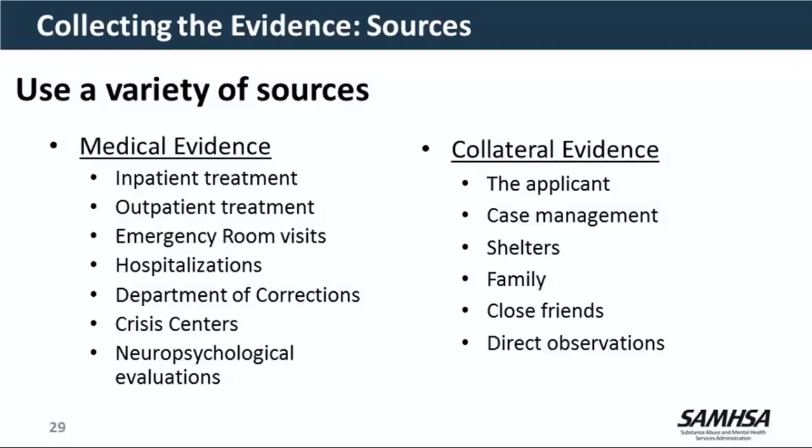Family and close friends are also good sources of information about the role substance use plays in the applicant's life. Of course, you need to get a signed release and permission from the applicant to talk to support people, but they can provide some behind-the-scenes details about the person's history and their current use patterns.